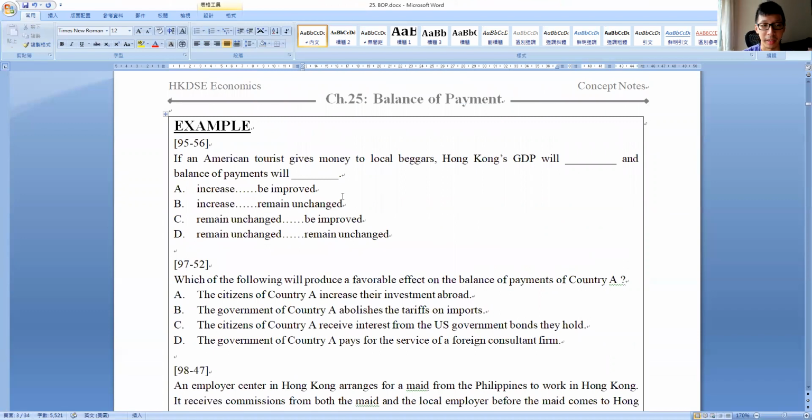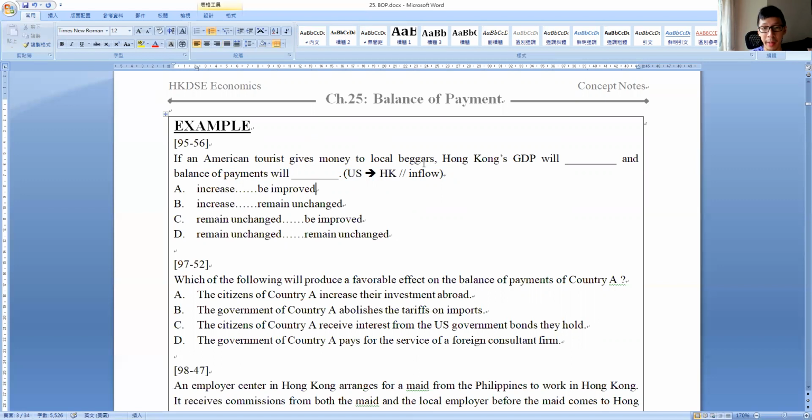Next page. Here, you see, an American tourist gives money to a local beggar. Immediately, you see the US paying to Hong Kong, a local beggar. The American tourist. This is an inflow of money. So balance of payment would be improved. It should be better, it would be improved.